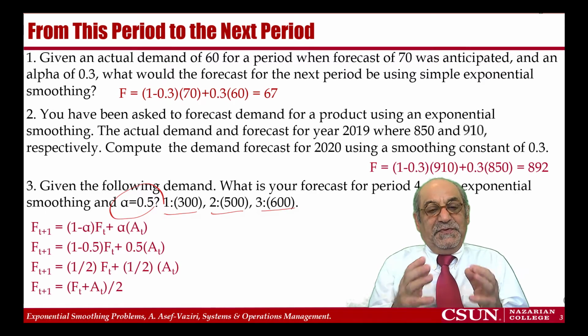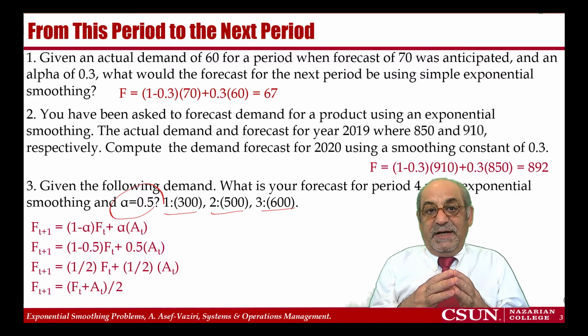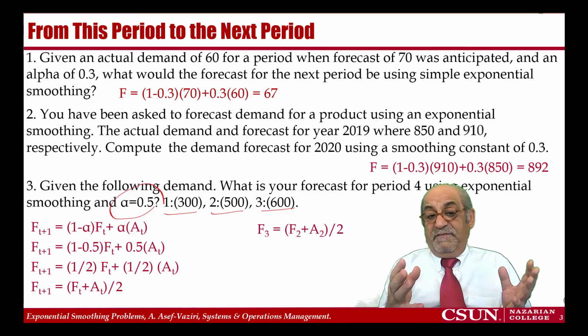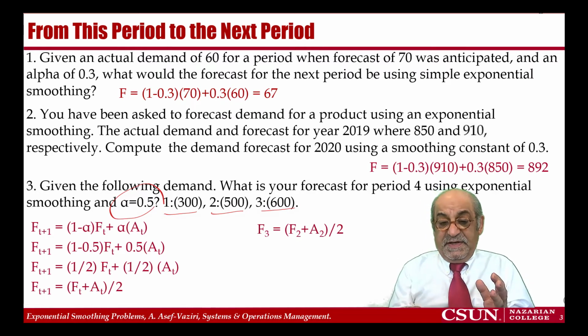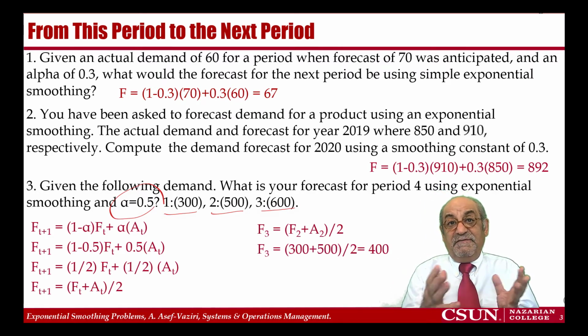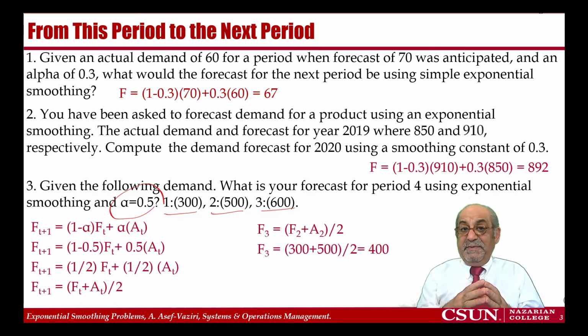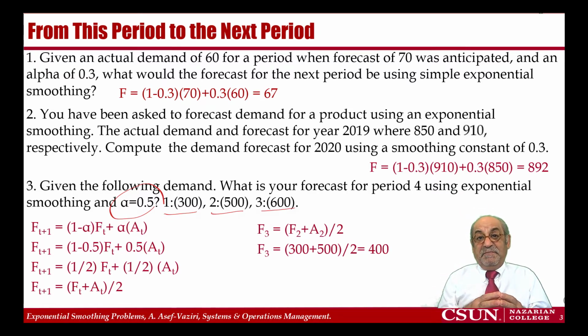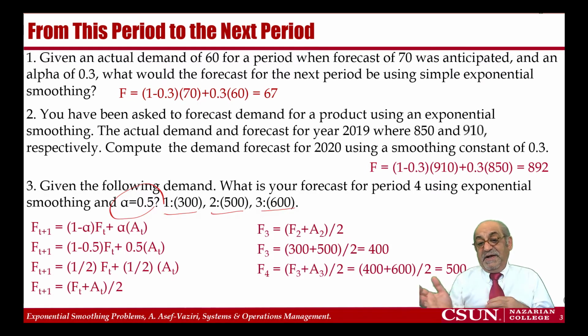For period 2, forecast is equal to 300 because we just take the actual of period 1 and assume it as forecast for period 2. And therefore, in period 2, I have forecast of 300 and actual of 500. Add them, divided by 2, it is 400. That would be my forecast for period 3. In period 3, my actual is 600. 400 plus 600 divided by 2 is 500, and 500 is my forecast for period 4.